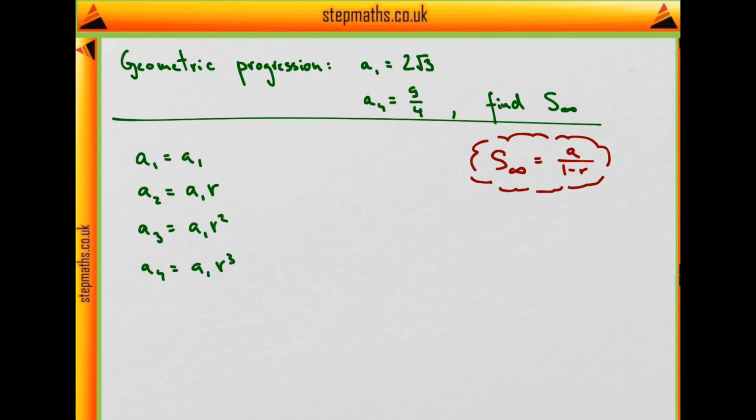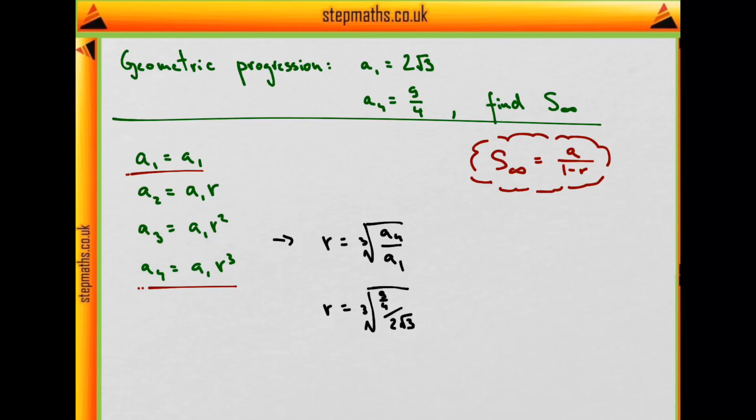And we are given these two numbers, which means that from that we can work out the value of the common ratio. In fact, the common ratio will be just the cube root of a4 divided by a1. That comes from this equation here. I divided by a1 and then I took the cube root of both sides. And this is what we get when you plug in the numbers for a1 and a4.